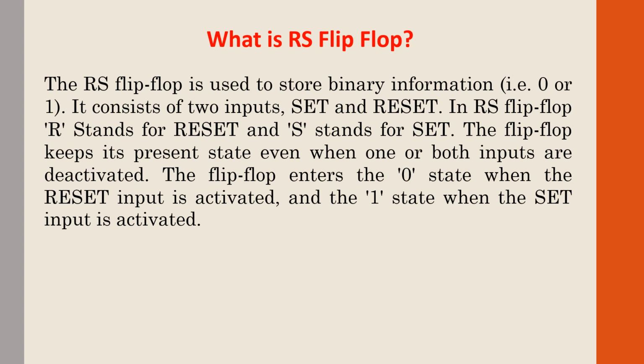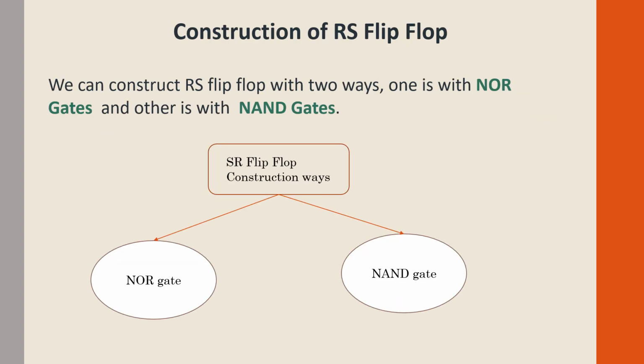Now we want to know about the RS flip-flop. The RS flip-flop is used to store binary information. It consists of two inputs, set and reset. In an RS flip-flop, R stands for reset and S stands for set. The flip-flop keeps its present state even when one or both inputs are deactivated. The flip-flop enters the 0 state when the reset input is activated and the 1 state when the set input is activated.